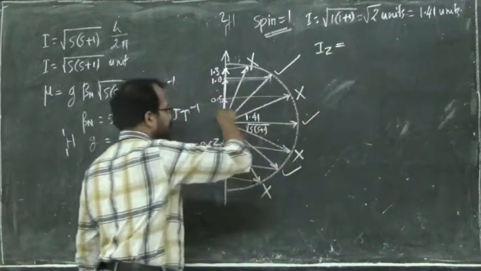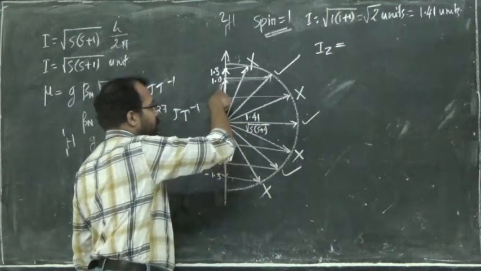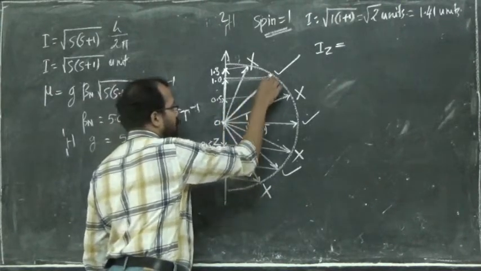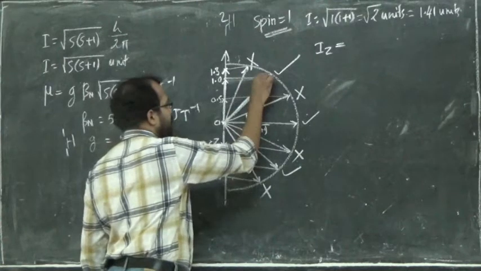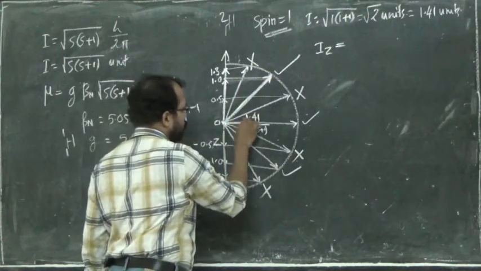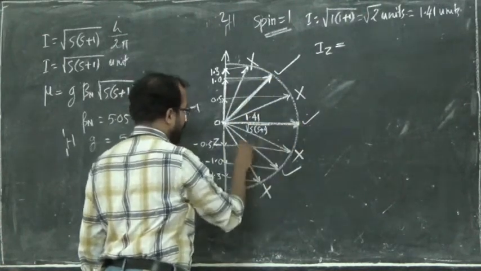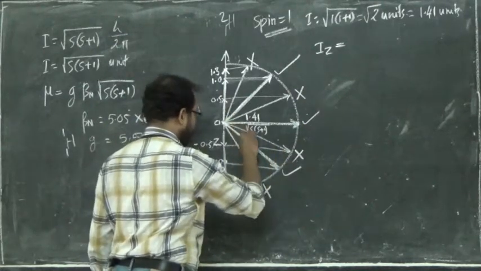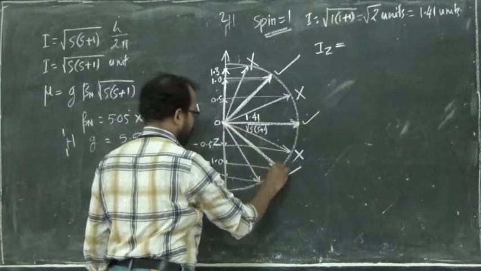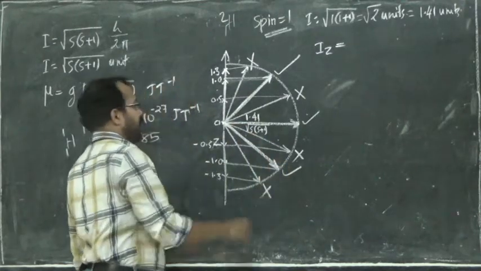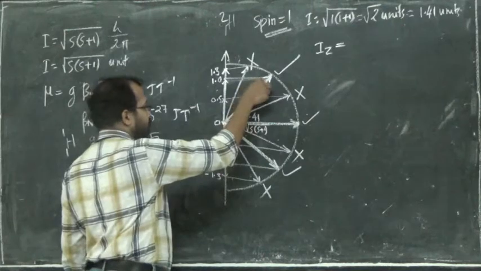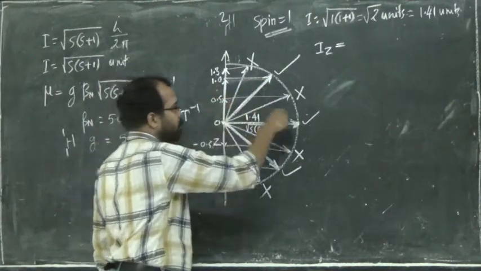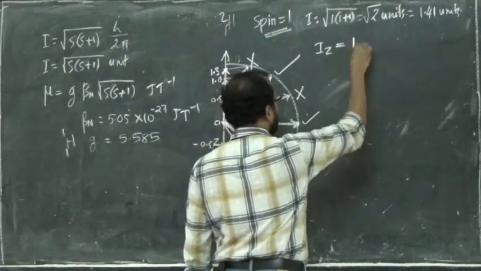In this particular case, which are the Iz values? One is corresponding to this one, and I am making it bold. The allowed directions are in bold. This is also an allowed direction, and this is another allowed direction. These are the only allowed directions, and corresponding to the first allowed direction, the component is 1. Therefore, Iz is equal to 1.